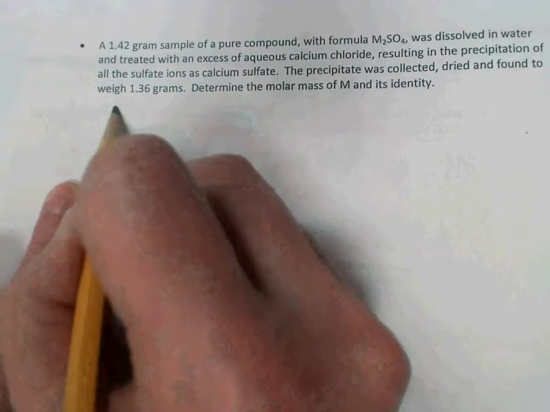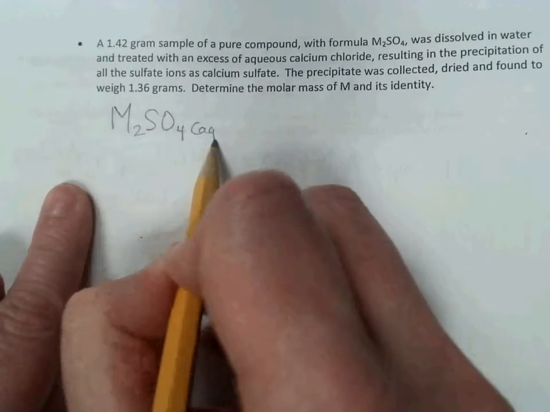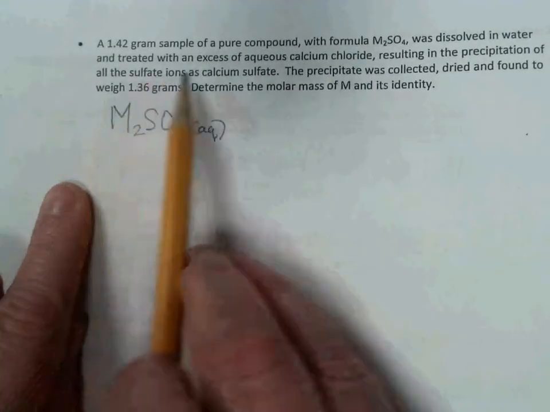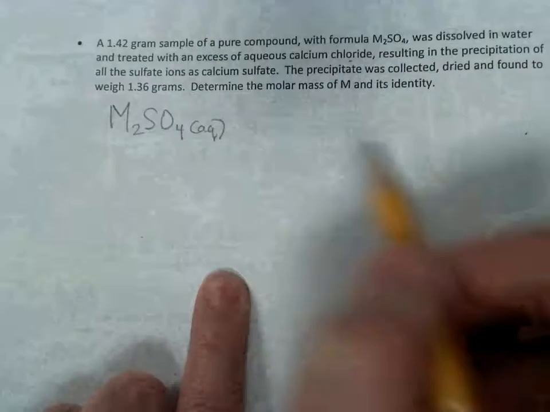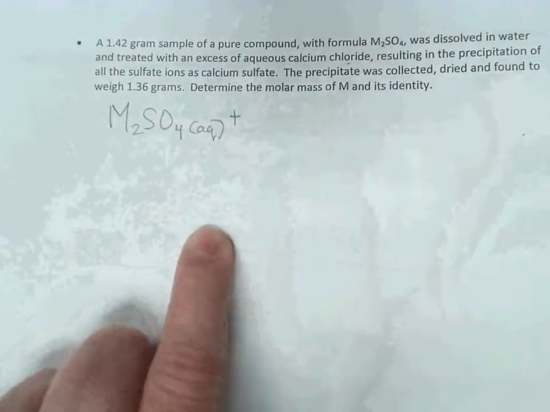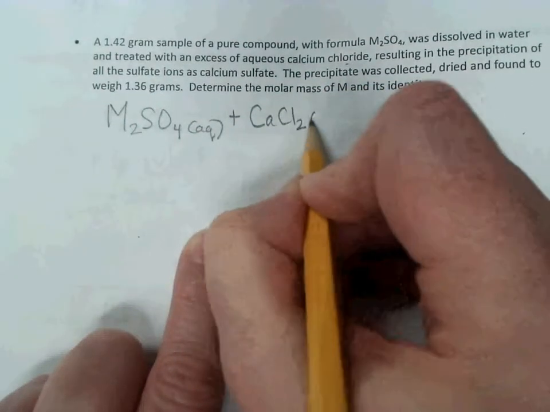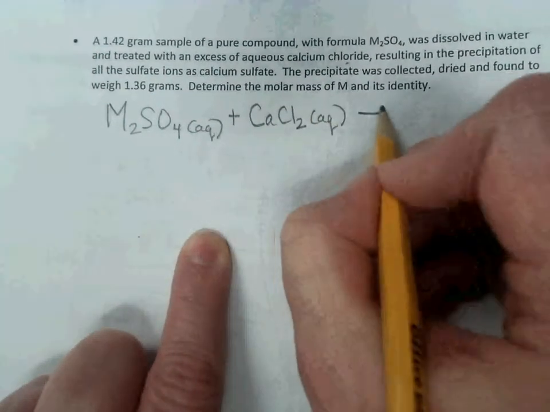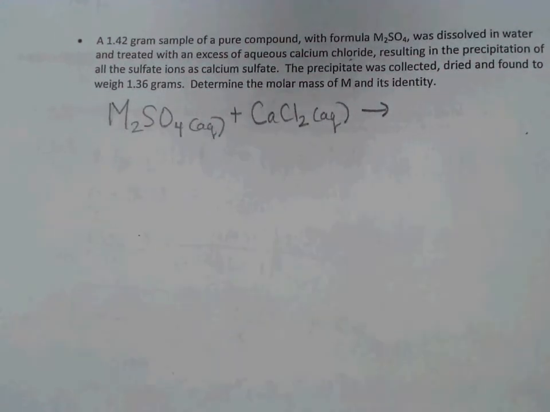What do I have to start with? What do you have to start with? A balanced chemical reaction. Look, here's M2SO4. And what does it say it's being treated with or mixed with? Okay, calcium chloride. Calcium's +2, chlorine's -1. CaCl2.